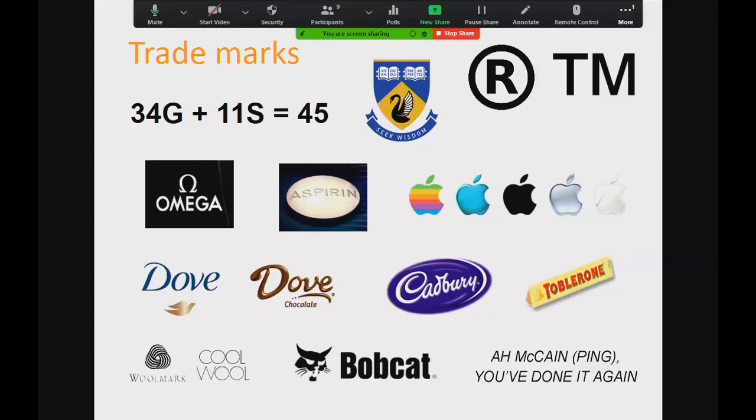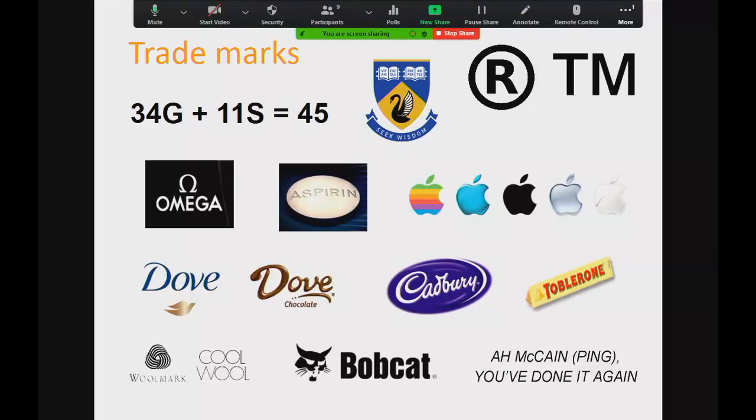34 goods and 11 services classes. There are 45 different classes that you can register a trademark in. So you don't just go, my trademark is Apple and I'm going to register it for computers, or I'm going to register it for everything. You have to say, actually, I'm going to register it in class 9 for computers, and I'm going to register it in class 42 for services, and I'm going to register it in class 16 for paper items that might bear my logo, and so on and so forth. So 34 of the 45 classes relate to goods, and the other 11 relate to services.